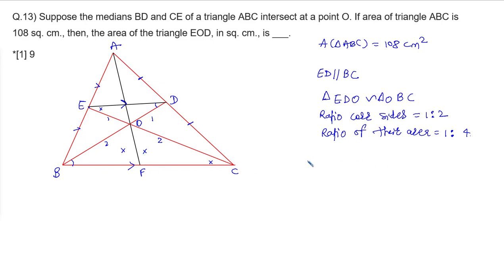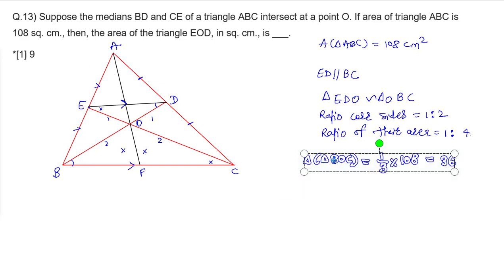So over here you can say that the area of triangle BOC is equal to how much? 1/6 and 1/6, that is 2/6, that is 1/3 of the area of triangle ABC, that is 108. That is equal to how much? 36. So the area of triangle BOC is equal to 36, everyone.